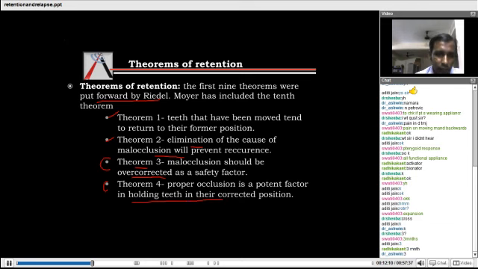And the fourth theorem says proper occlusion is maintained in a correct position. Whatever you are trying to correct, once you have corrected it, you should maintain it. So proper occlusion will maintain the occlusal contacts.